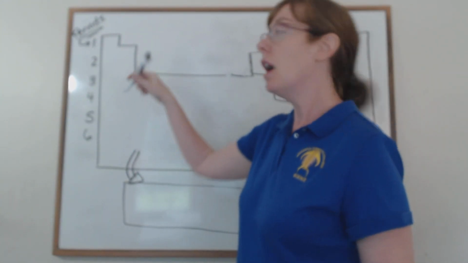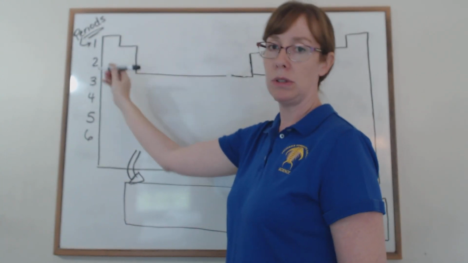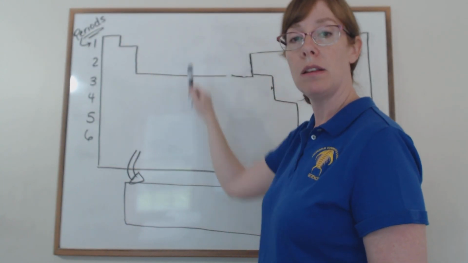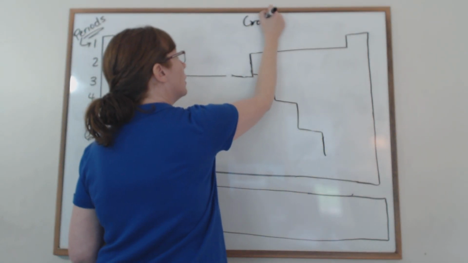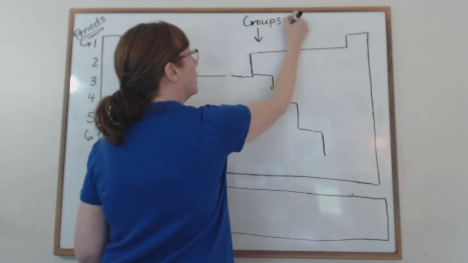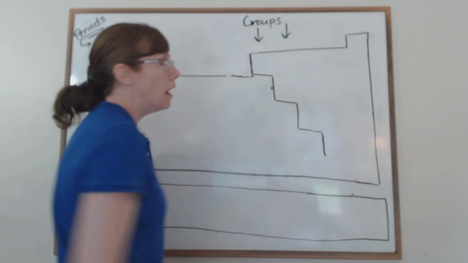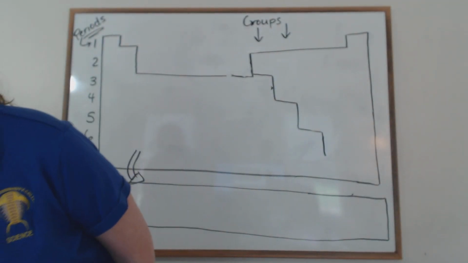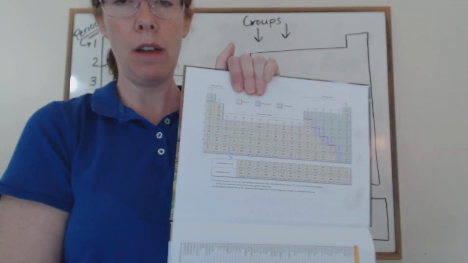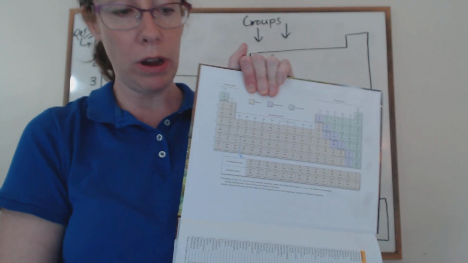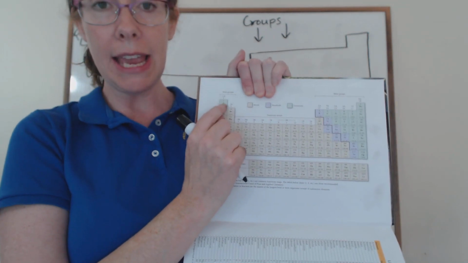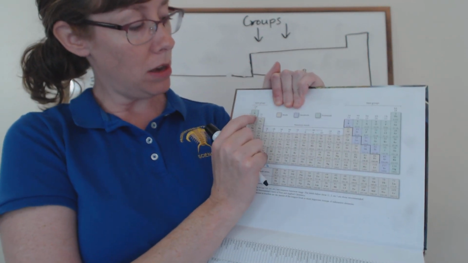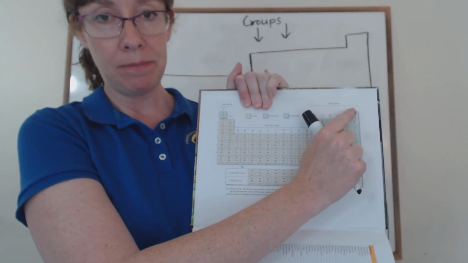In terms of the columns, these are called groups. You'll see in your periodic table, in the front cover of the textbook or the one that's on Blackboard, there's actually 2 numbering systems for your groups. One of them incorporates A's and B's. The other one goes from 1 to 18.